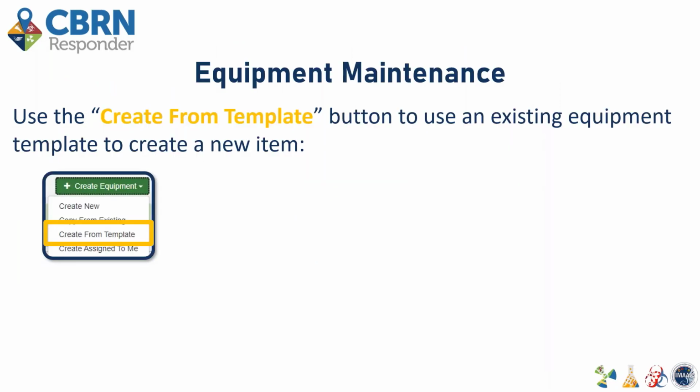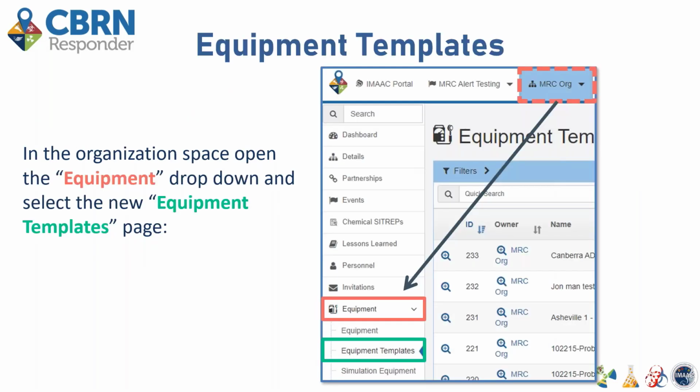And the Create From Template option I left for last because I wanted to go a bit more into how you can actually create templates for your organization. So you may have seen in the equipment dropdown, there is a new equipment templates page as of a few months ago.